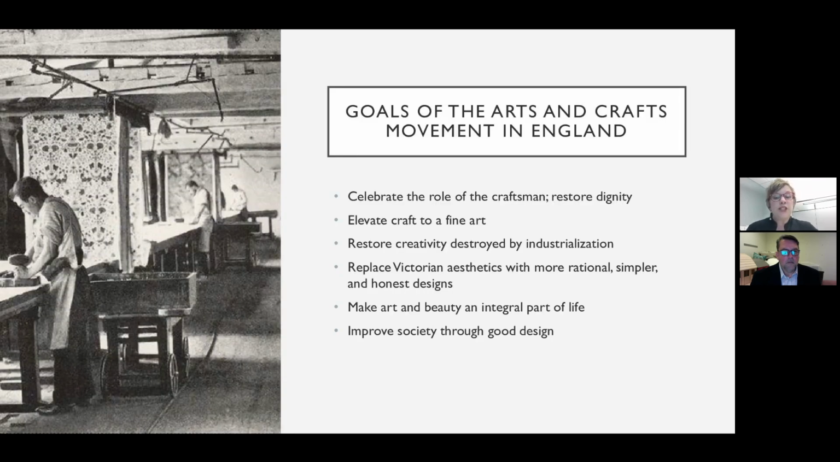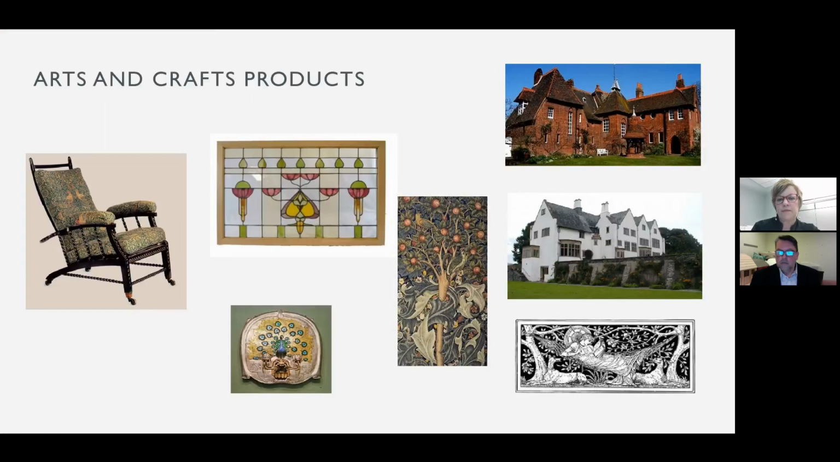So the goal was really to celebrate the role of the craftsman, restore dignity, elevate craft, restore creativity, and replace the really ornate, busy Victorian aesthetics with a more rational, simpler, streamlined, clean design. And to really make art and beauty integral with life. So those same things that we talked about with the general Progressive movement and the home ec movement in the US. So it really felt that design had the capability of improving society. So, some examples of some Arts and Crafts products.